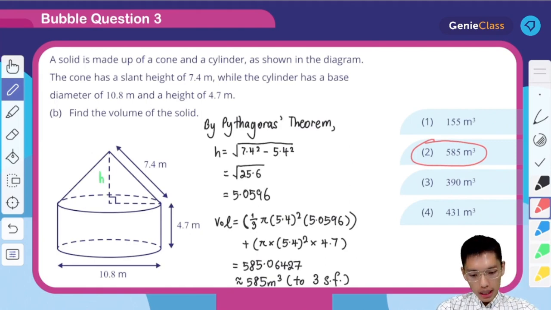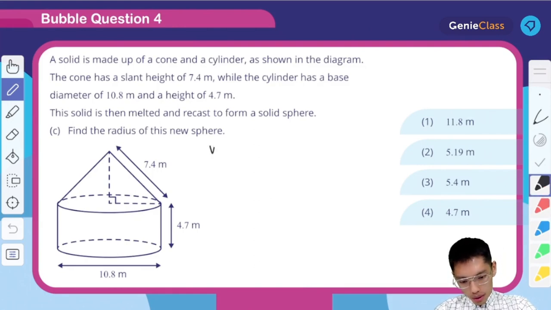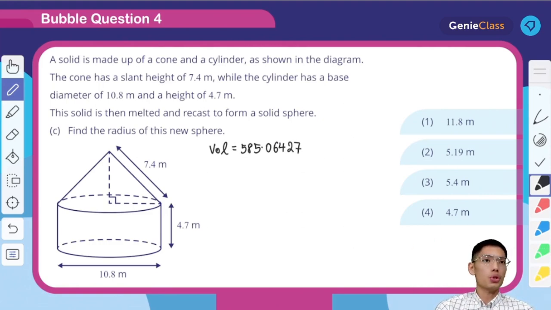Okay, now following up nicely, bubble question number 4. Okay, so this is another kind of question whereby we actually need to melt to a new sphere. So of course we need to know the new sphere first. The solid is then melted to form a new sphere. Previous volume we know it's 585.06427. Alright, melting to this new sphere. How do we solve it?